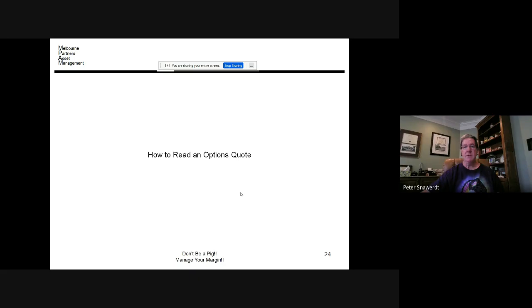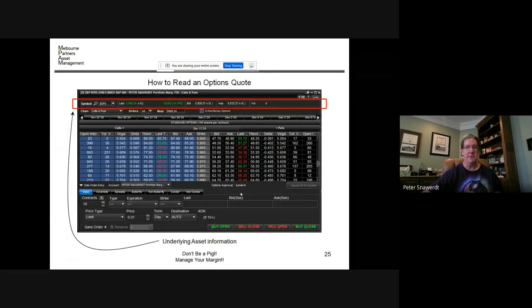Next is how to read an options quote. It's kind of like reading a stock quote when you write down to it, except there are a few differences, and we'll just go through all of that. Underlying asset information should be present on your trading screen for an option. In this particular case, the underlying is the SPX. Anybody remember what the underlying is? Who wants to volunteer that information for me?